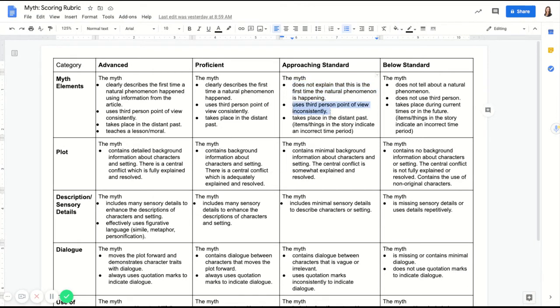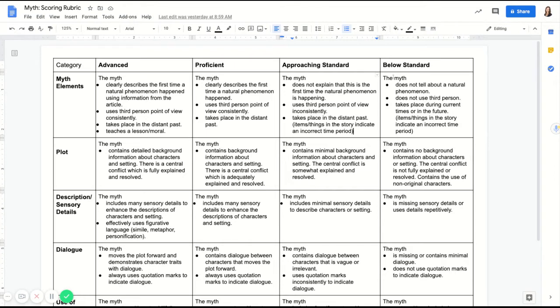The myth uses third-person point of view inconsistently, so that means you're not always using third-person point of view in your writing. And the myth takes place in the distant past, but there are some items / things in the story that indicate an incorrect time period. That means you might have some things in your story that indicate your myth is not taking place in the distant past. So maybe some modern things like a car or a phone. That's the incorrect time period.